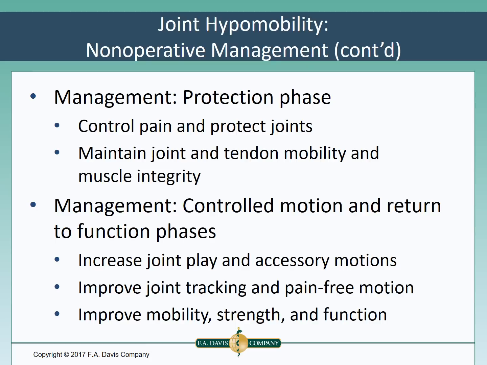In addition to that, we may start to work towards the controlled phase after that, where we're working on increasing the joint play and accessory motions, working on joint tracking, pain-free motion, improved mobility, strength, function, all the things that we've talked about before that we do in the controlled phase or that subacute phase. And that's when you can kind of add in the mobilizations with movement. I find that to be super effective for people that are having wrist or hand problems, and we'll go over a little bit of those in lab as well. We could talk about radial, with mobilizations with movement. One of my favorite ones is doing a radial glide to the proximal row of the carpals to work with wrist flexion or extension.